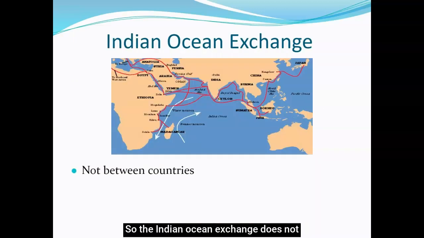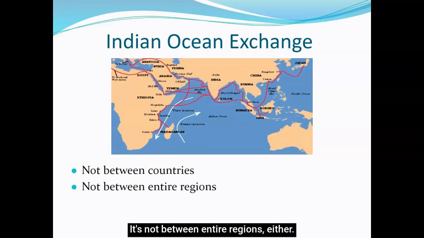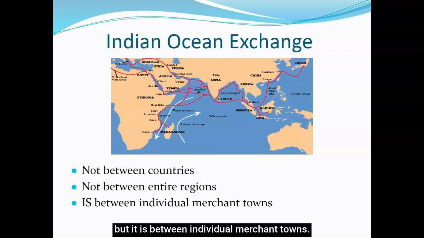All right, so the Indian Ocean exchange does not necessarily take place between specific countries. It's not between entire regions either, but it is between individual merchant towns. Most of those towns, if you look at the map, are on the coast. So people would stop on the coast and trade there.